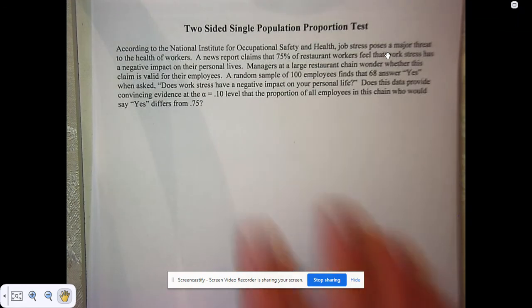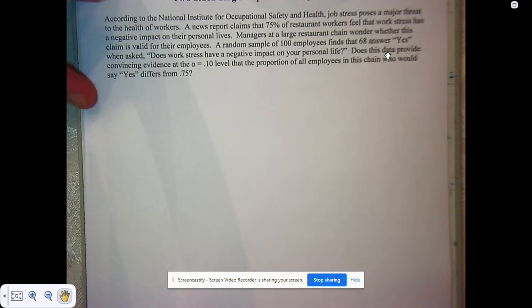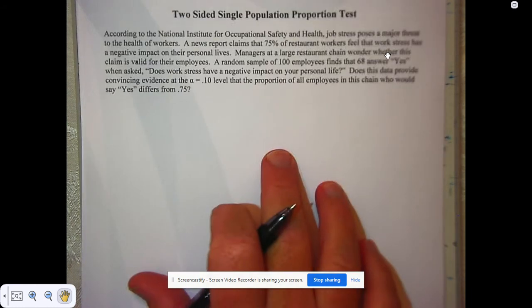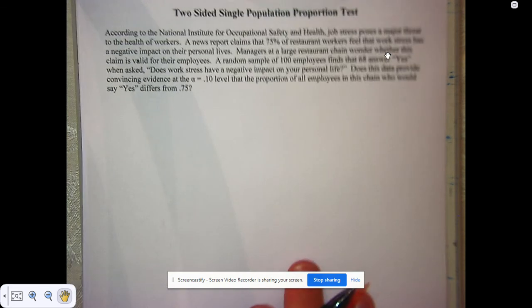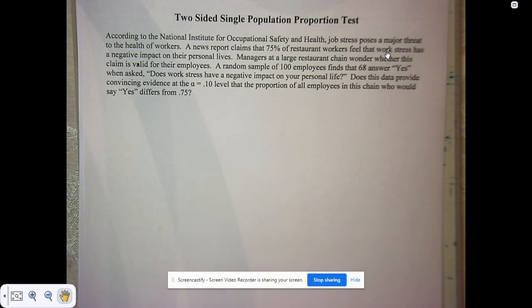Now what we're doing is the last part of 9.2. I'm not going to make it a full hypothesis test. We're not going to be doing everything. But I want to show you what's different about a two-sided single population proportion test. Okay. This is two-sided. It's not a greater than or less than claim. It's a does not equal claim, or it differs from. So you have a copy of this. Hopefully you have printed it out for notes so you can take notes on it. If not, you just take notes on your own paper.